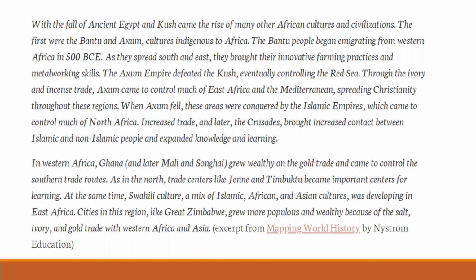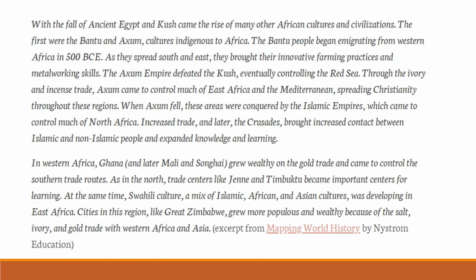The Aksum Empire defeated the Kush, eventually controlling the Red Sea. Through the ivory and incense trade, Aksum came to control much of East Africa and the Mediterranean, spreading Christianity through these regions. When the Aksum fell, these areas were conquered by the Islamic empires, which came to control much of North Africa. Increased trade and later the Crusades brought increased contact between Islamic and non-Islamic people and expanded knowledge and learning. In Western Africa, Ghana, and later Mali and Songhai grew wealthy on the gold trade and came to control the southern trade routes. As in the north, trade centers like Jenne and Timbuktu became important centers for learning.